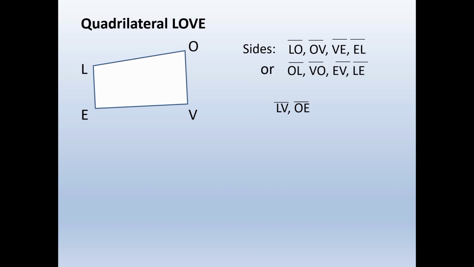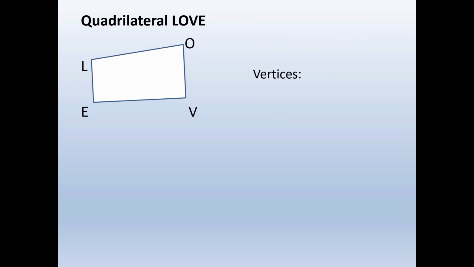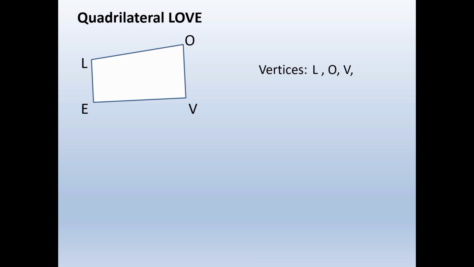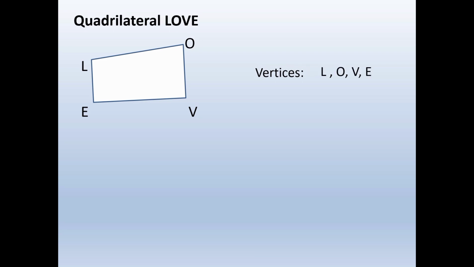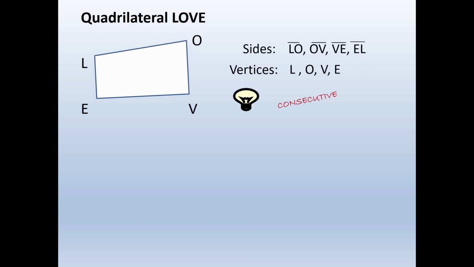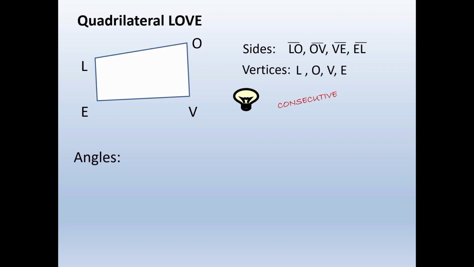Ma'am, are sides LV and OE considered sides of this quadrilateral? The answer is no, because LV and OE are not consecutive points. So they are not considered as sides of the given quadrilateral LOVE. Now let's have vertices. How many vertices do we have in this quadrilateral LOVE? We have L, O, V, and E. So we have four vertices in a quadrilateral. Remember, when naming a side, the two points must be consecutive, and in naming a quadrilateral, the vertices must also be consecutive.